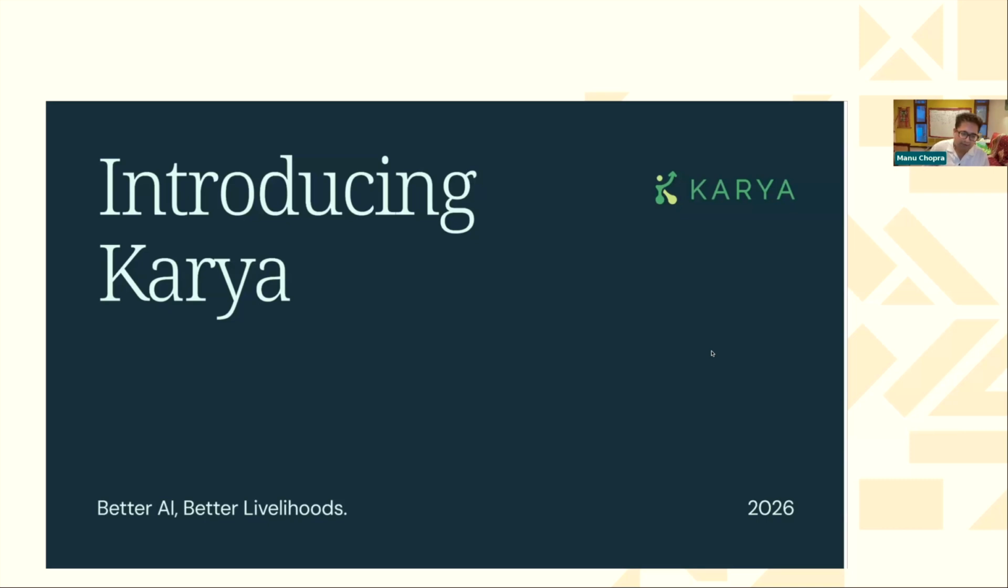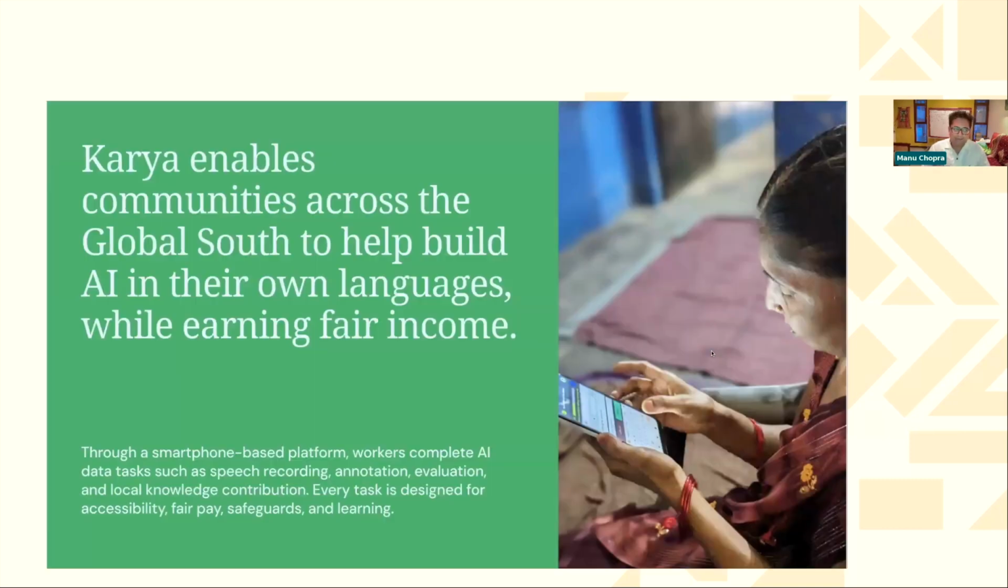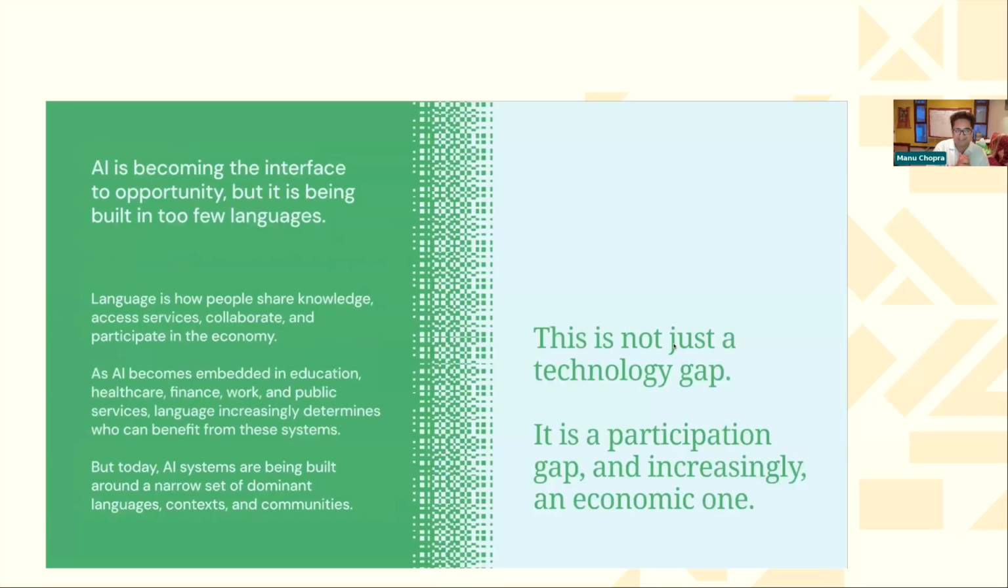My name is Manu. I'm the co-founder and CEO of Karya. Karya is a nonprofit based here in India, and we're focused on building better AI, better livelihoods. We enable communities across the global south to help build AI in their languages while earning fair income. We built a smartphone-based platform, which I'll show you in a second, that allows workers to complete AI data tasks such as speech recording, annotation, evaluating AI models, and contributing their local knowledge. And of course, we design tasks to be accessible, to pay fairly with safeguards, and to focus on our community's learning.